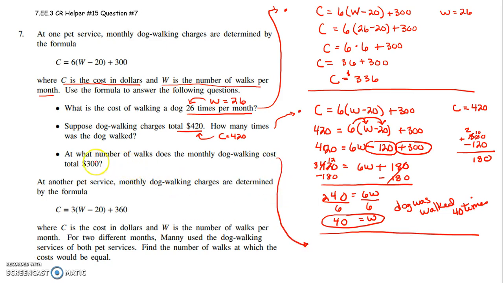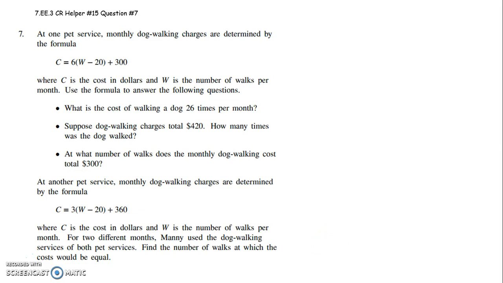All right. Let's go down here. At what number of walks does the monthly dog walking cost a total of $300? Okie dokie. So now they're telling us our total cost is $300. So now I have to solve the equation again with $300. Okay, sorry about that. I had to get more space to work. So now I'm actually at this point.